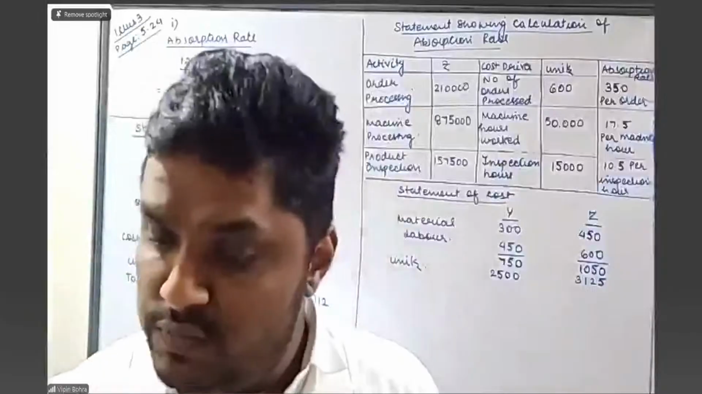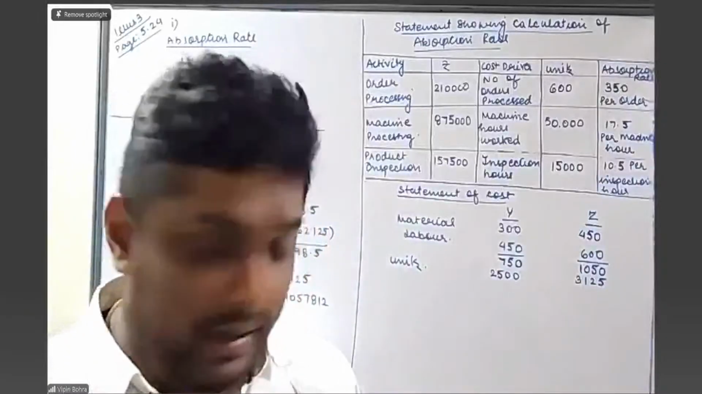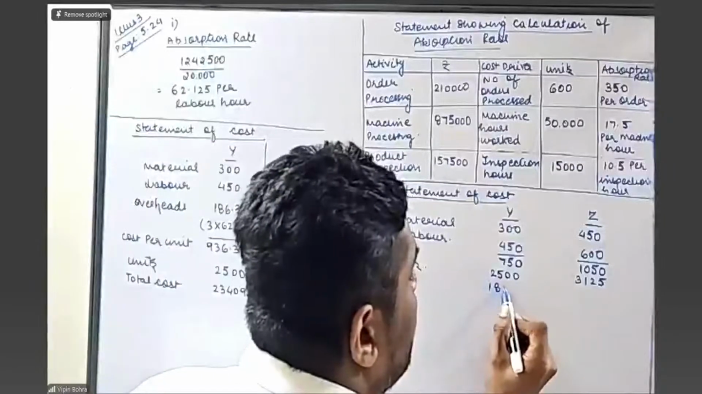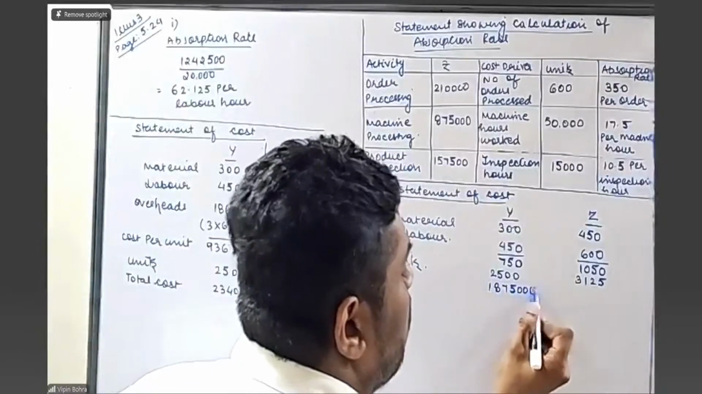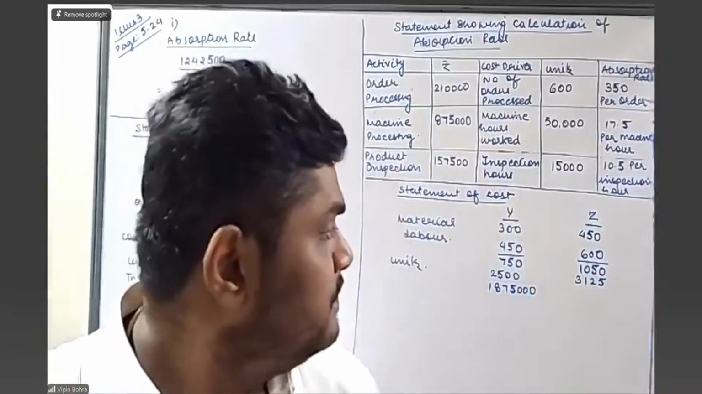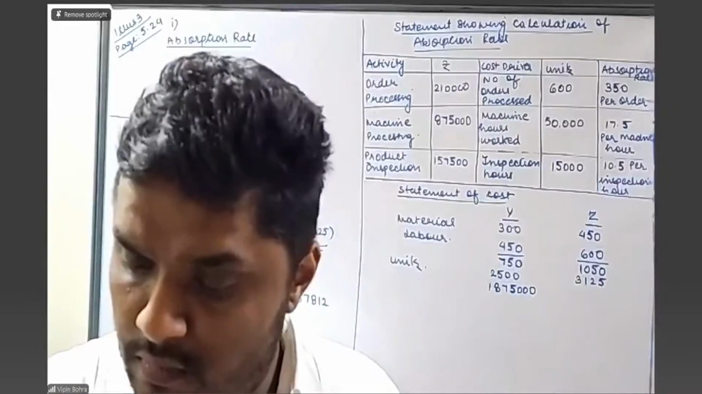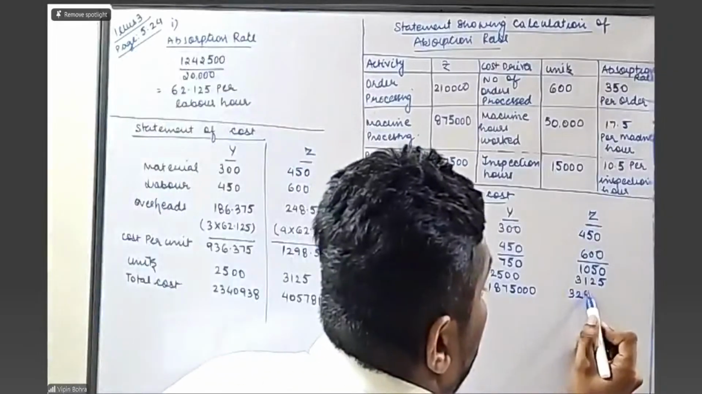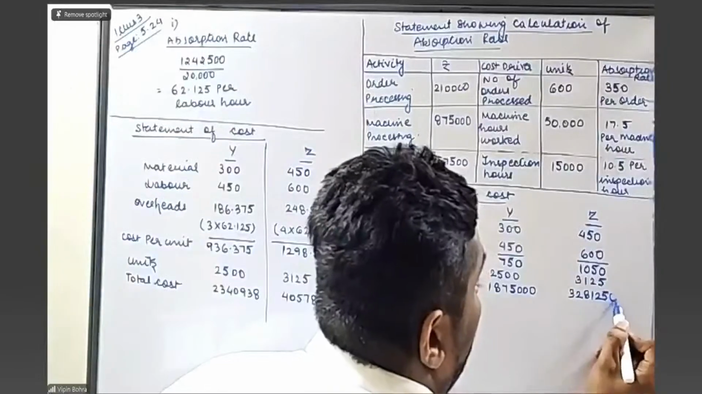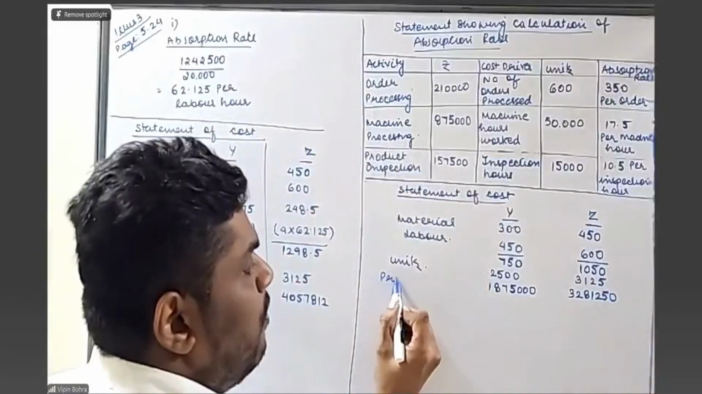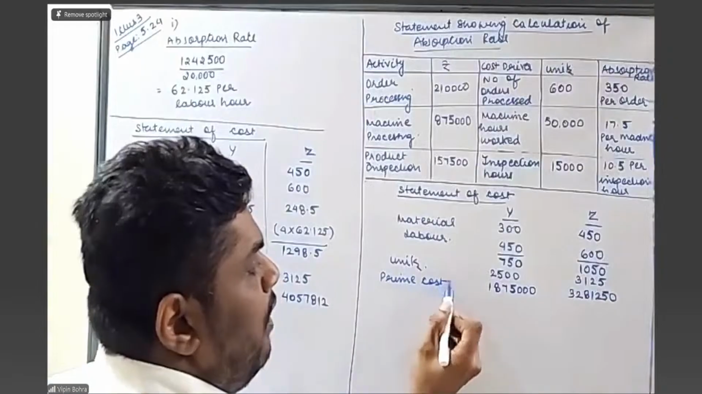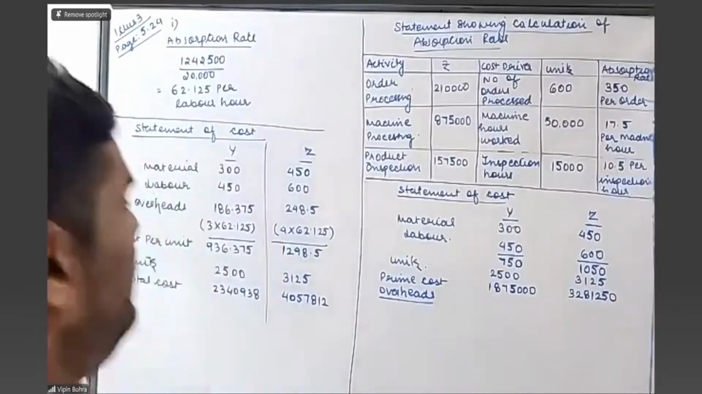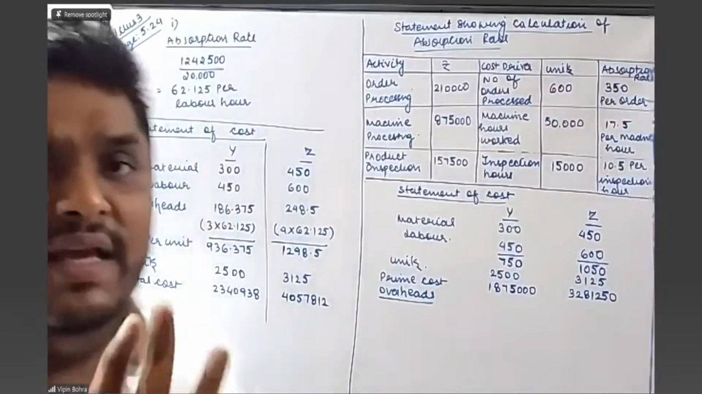So my total prime cost will be how much? 2,500 into 750. So this will be 18,75,000. This is my prime cost. And the other is $32,81,250. Now let's start with the overheads. In this, there was only one category of overheads, but herein there are three overheads.